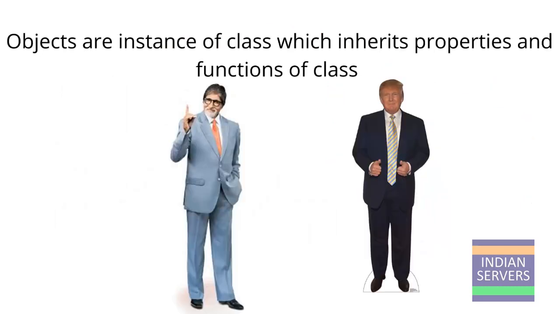Whereas objects are instances of the class. Amitabh Bachchan is an instance of the human class. Trump is another instance of the human class. Both will have the same properties and the same functionalities.